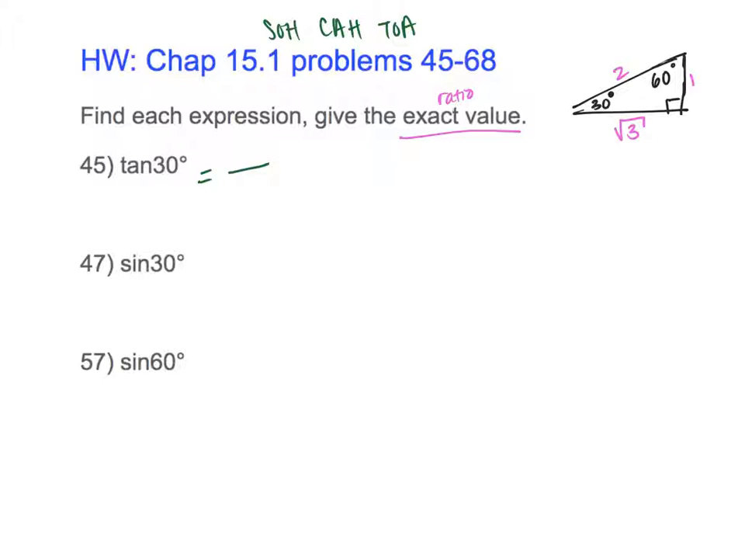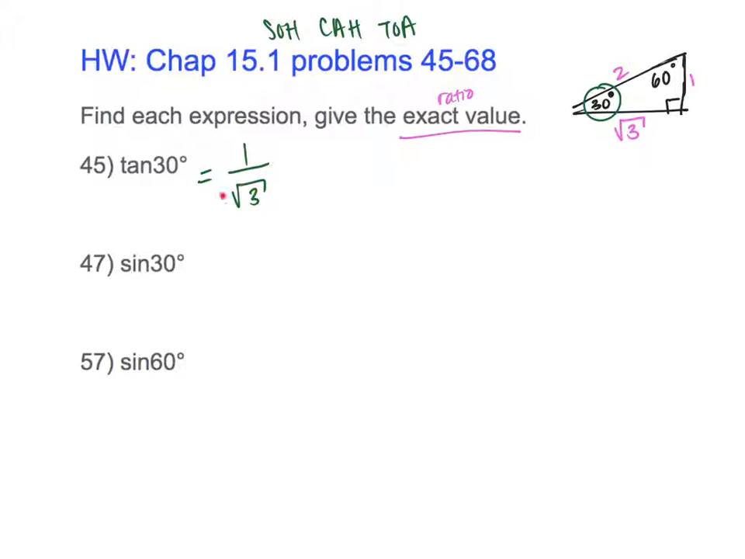So if this is opposite over adjacent, on the 30, so this one's 30, that's going to be 1. Let's see. Opposite would be 1 over the adjacent, which is the square root of 3. So 1 over the square root of 3.